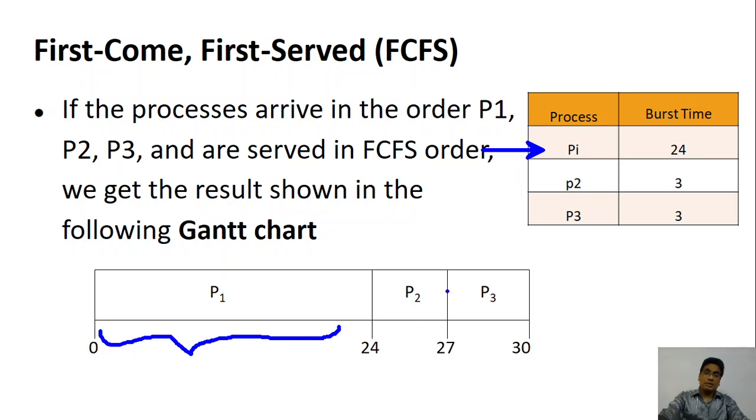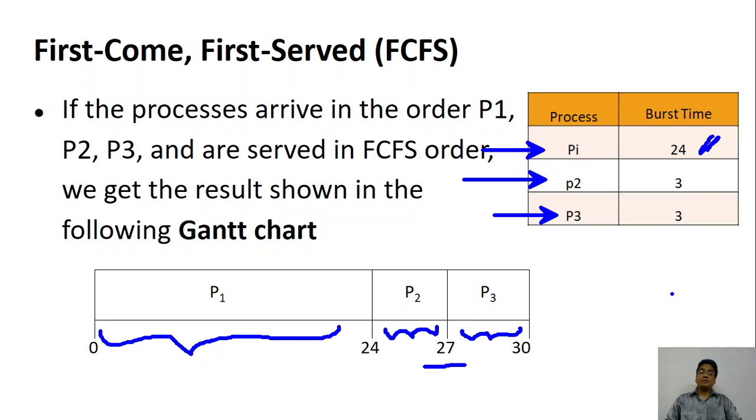After process 1 completes, process 2 is allowed to do its task, and it will take 3 milliseconds to complete. So from 24, the time taken by process 1, we add 3 to get 27. After 27 milliseconds, process P3 is allowed to perform its task, which takes 3 milliseconds to complete. At the end of 30 milliseconds, all the processes will be completed.